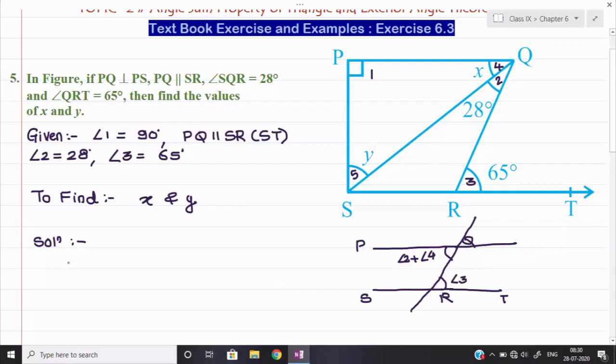So first we shall take in the solution, since PQ is parallel to SR, or you can write ST, this we can say with the help of the given. Therefore we can say that angle 2 plus angle 4 is equal to angle number 3. This we can say with the help of alternate angles.